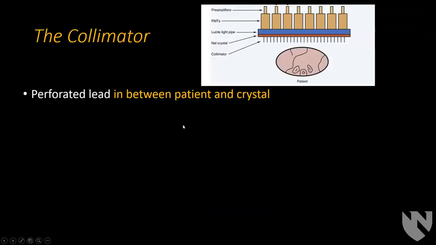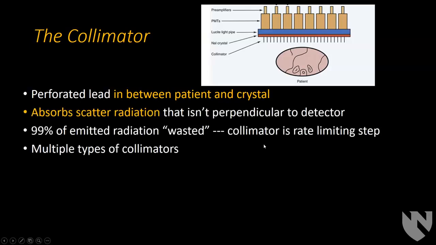First, the collimator is basically something made out of lead that's between the patient and the crystal. There are several different types. The simplest type will absorb scatter radiation that's not perpendicular to the detector. Any radiation that's not coming directly out of the patient straight into the crystal gets absorbed by the lead rather than reaching the crystal, and this helps eliminate scatter. However, it also blocks a lot of useful radiation, so collimators are your rate-limiting step in terms of how much of the radiation that you injected into the patient actually reaches your detector.